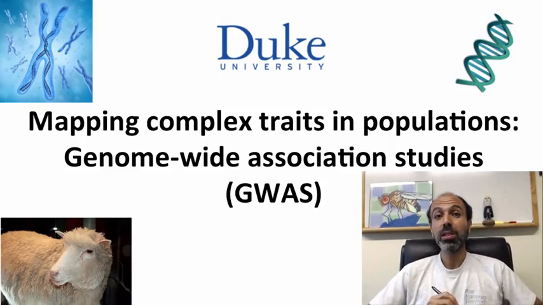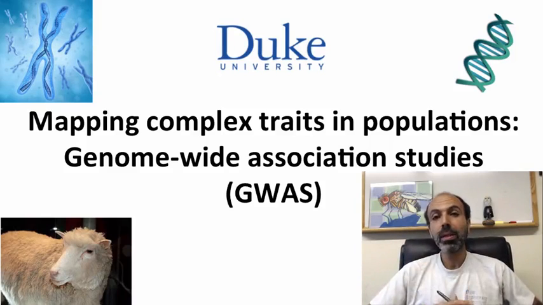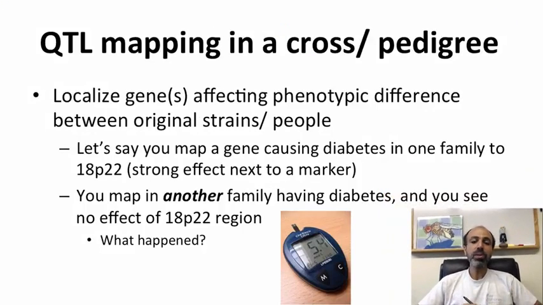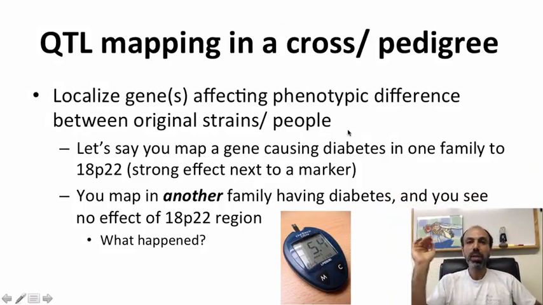With simple genetic traits, we talked about mapping using data from overall populations. Well, we can do the same thing here in the case of complex traits. Now, you may be thinking first, why would we want to do this? Well, when you're QTL mapping in a cross or pedigree, you're localizing the genes affecting this difference between the original strains or people.